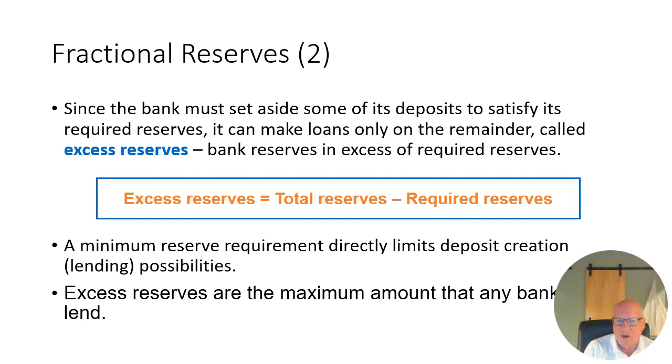So, a minimum reserve requirement directly limits deposit creation because obviously if you keep excess reserves, you're not making as many loans as you could, and we've already said earlier that making loans creates money supply. Now, I haven't demonstrated that yet. At this point, I'm simply asking you to take my word for it. In another slide or two, we'll demonstrate why this is true. So, as we pointed out, excess reserves are the maximum amount that any bank can lend because the excess reserves are the amount of cash they're keeping that they're not legally required to keep in the vault. So they are allowed to lend out the excess reserves.